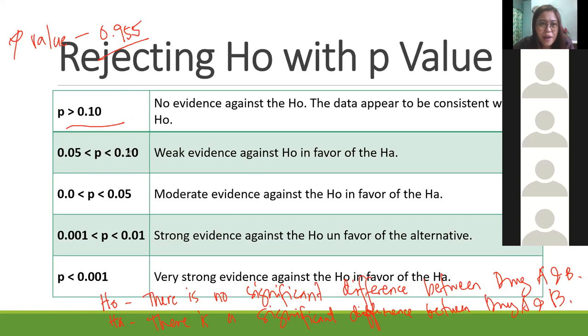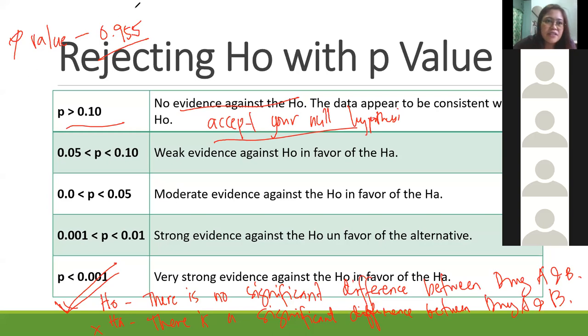So, ang meaning, if this is your p-value after doing the statistical testing, then you have to, what? No evidence against the H0, meaning you have to accept your null hypothesis. Meaning, i-accept nimo na there is no significant difference between drug A and drug B. And then you have to reject this. Kay tama naman eh. So in making a conclusion, tingnan nimo na parehas lang ang effect ni drug A and drug B, kay gi-accept nimo si null hypothesis based on the computed p-value.